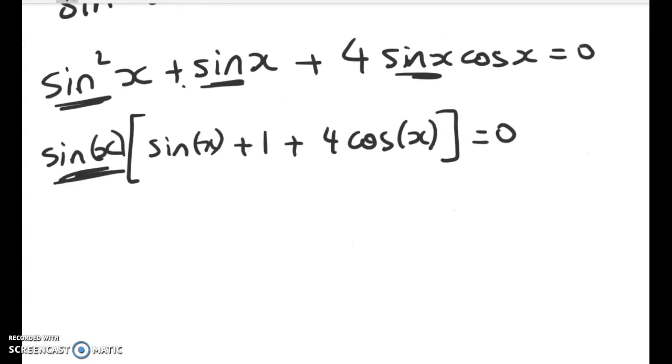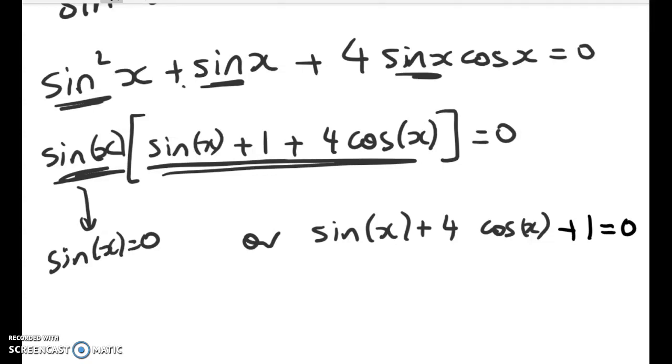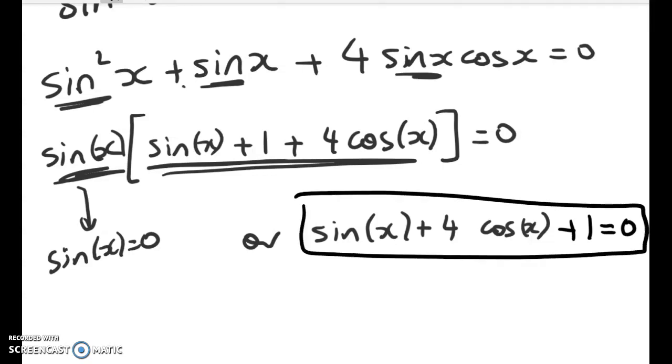So this bit is good. Sine of x equals 0. This bit is not so good. So I'm going to rewrite this. Well, let's just start by writing it like this and then we'll have a look. Sine of x plus 4 cos of x plus 1 is equal to 0. So we have to think about this one.